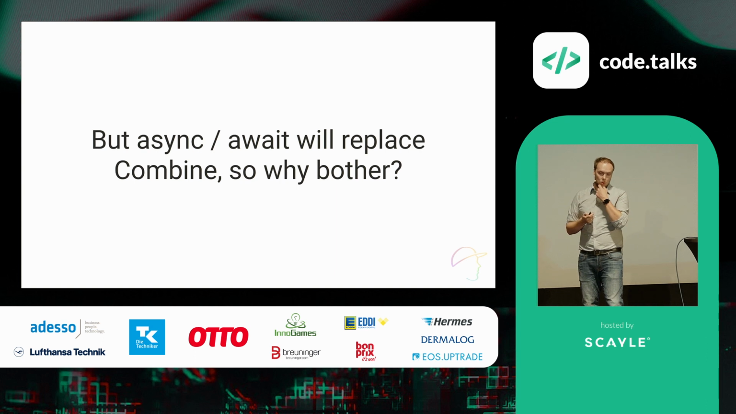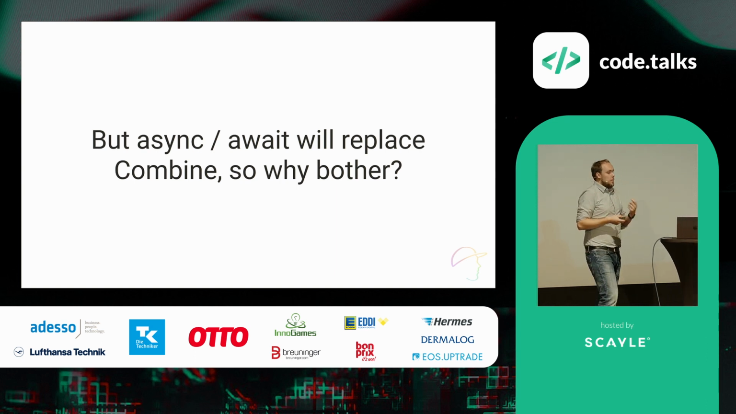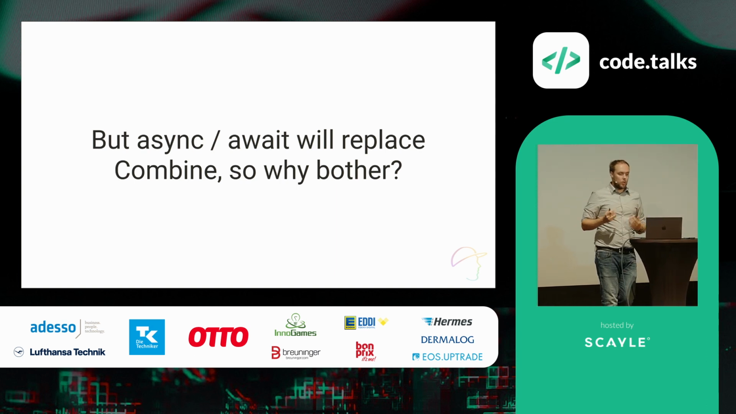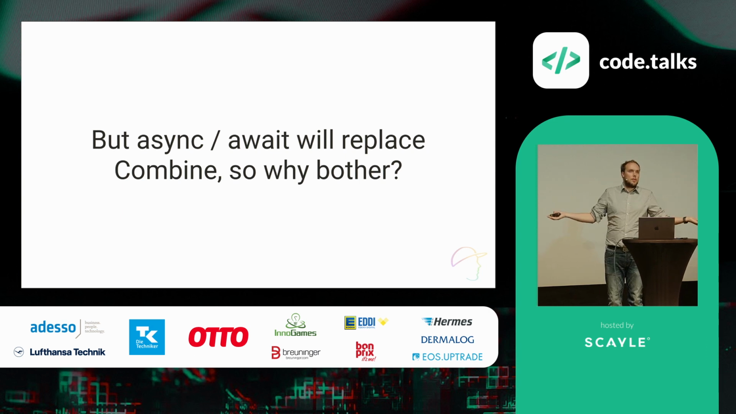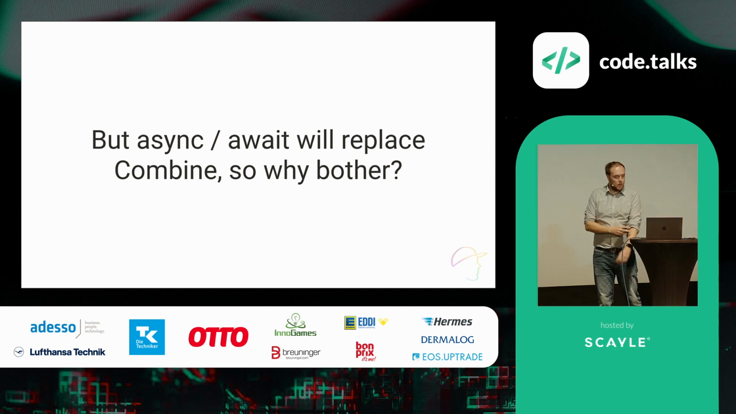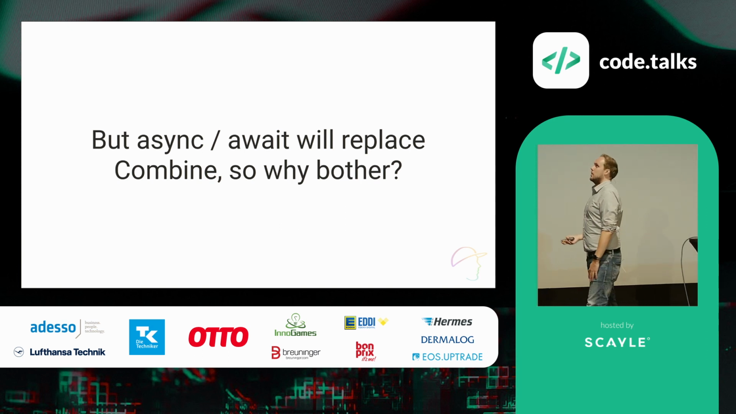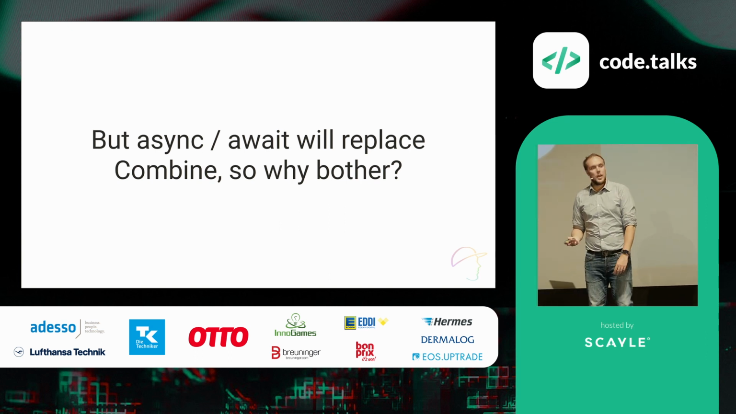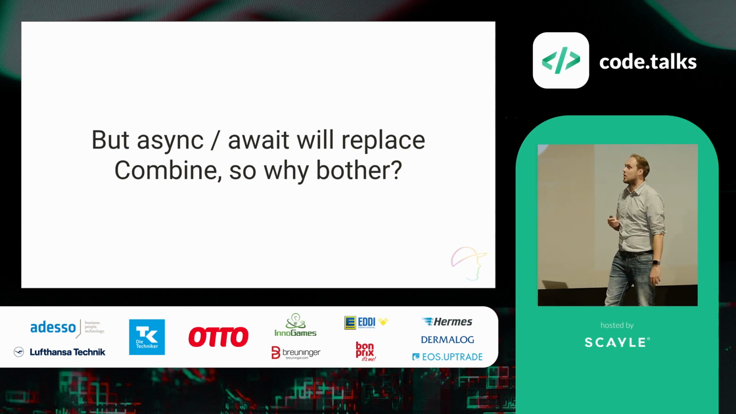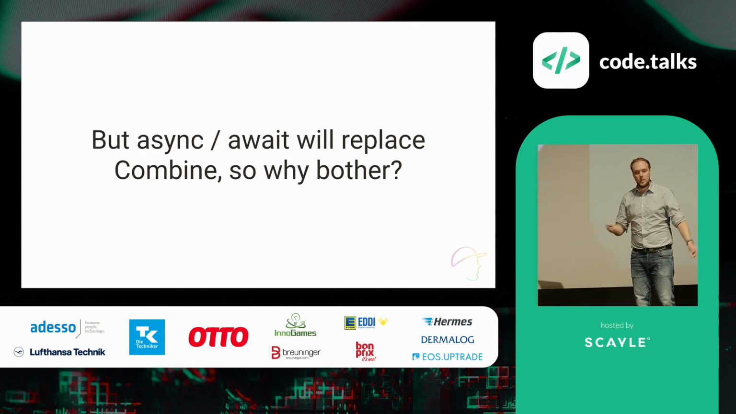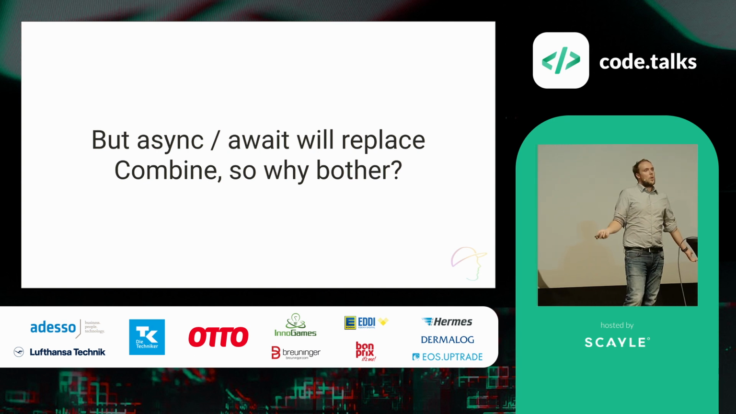All right, cool. But you might be thinking, he's been talking for about 20 minutes now, but async await will replace Combine, so why even bother with all this? And let's see if it actually can, right? Because I've been asked this, and I'm definitely not paying attention to places like Twitter where people have very big opinions on this. So let's take a look at what it looks like to actually refactor to async await.